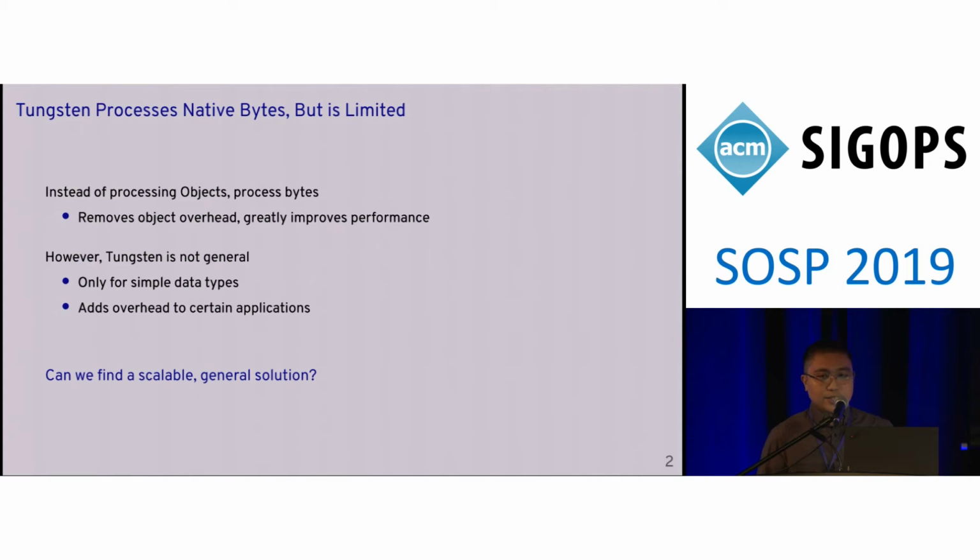You can't use all data types, and instead have to use a certain set of simpler data types. In addition, Tungsten doesn't work well with all algorithms. For example, in iterative algorithms, we found Tungsten to be slower than baseline Spark. So in this work, we seek to answer the question: can we find a scalable and general solution to remove all of this object overhead?